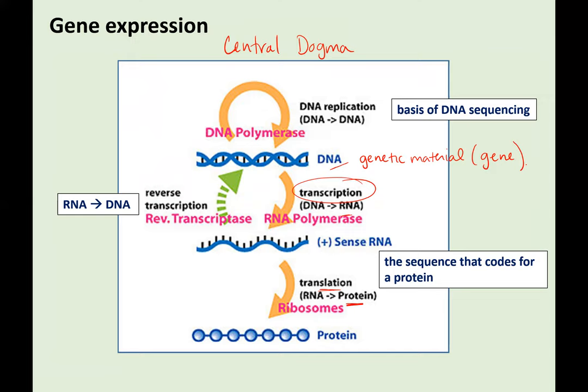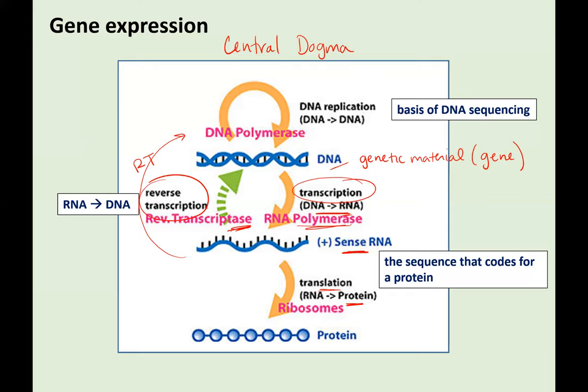So if transcription is DNA to RNA, there's also this concept of reverse transcription, or RT. That means we're taking RNA and copying it and converting it back to a DNA sequence. This is what the virus HIV does. So your cells do not have reverse transcriptase, this enzyme. They have RNA polymerase, they can do transcription, but they can't do reverse transcription.